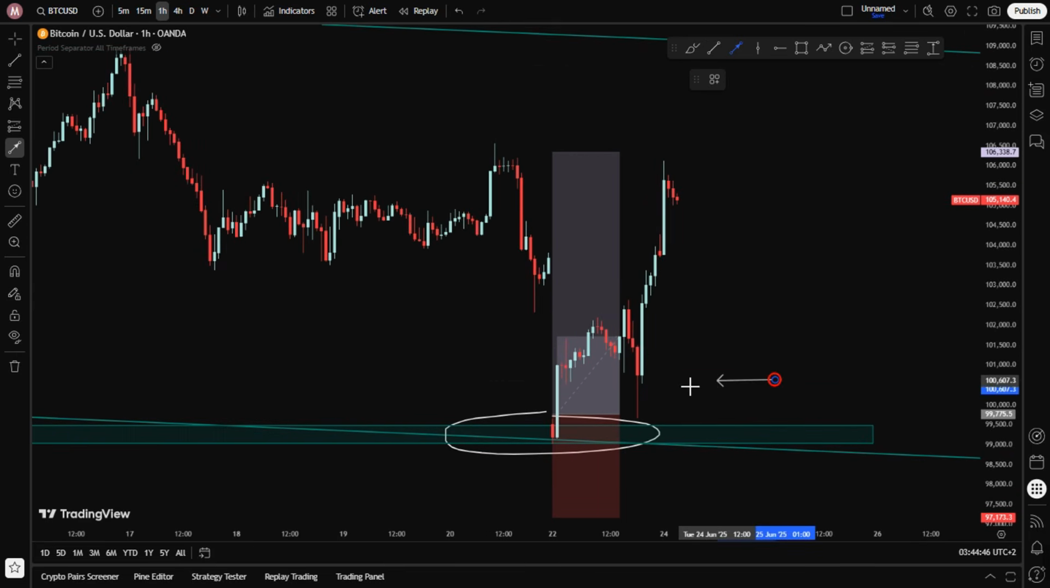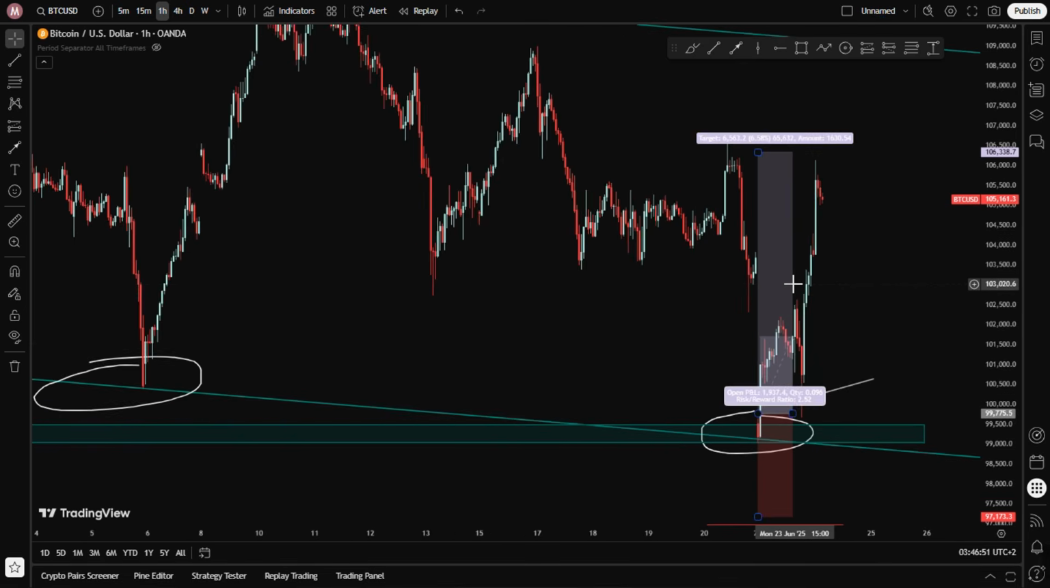Let me show you this candle here. This is called a low test candle. That long wick rejection is a clear sign of bullish pressure. Buyers are stepping in and pushing price upward. That gives us a good early signal for a potential move.